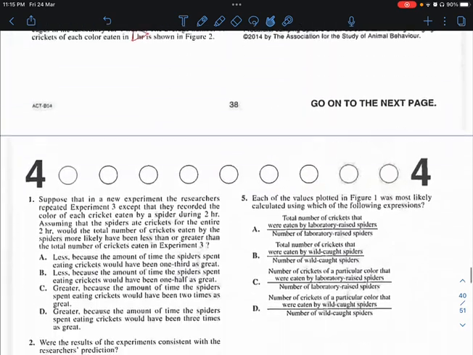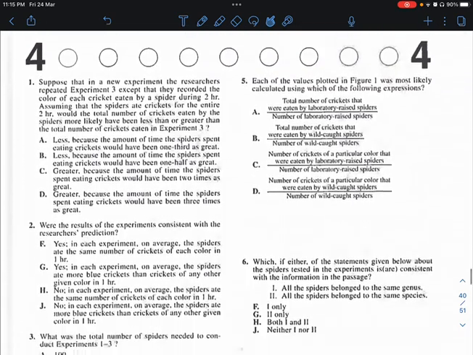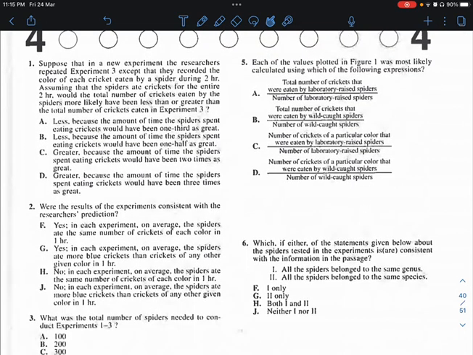Let's try another question, or let's take question number 5. Okay, and question number 5 says, each of the values plotted in figure 1 was most likely calculated using which of the following expressions? Let's read the choices before we go to the question.